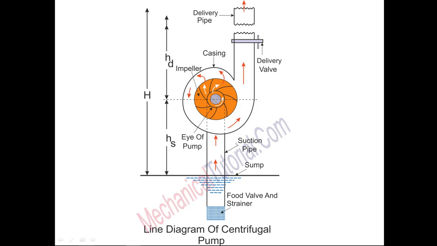Before starting a centrifugal pump, liquid is filled in the suction pipe, impeller, casing and delivery pipe up to the delivery valve. This whole area is filled with liquid and this is known as priming. During priming, the delivery valve is kept closed. After priming, the prime mover is started and the delivery valve is still kept closed.